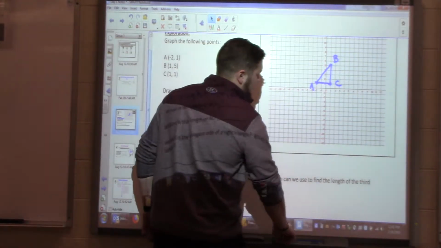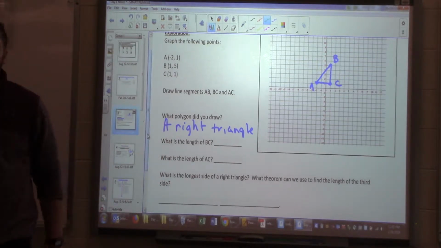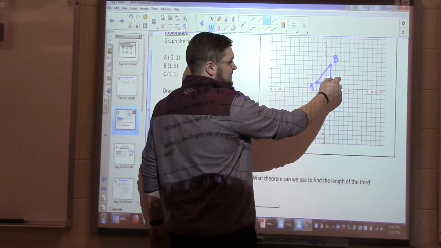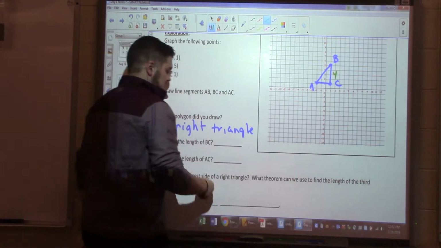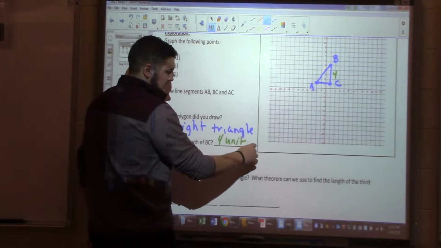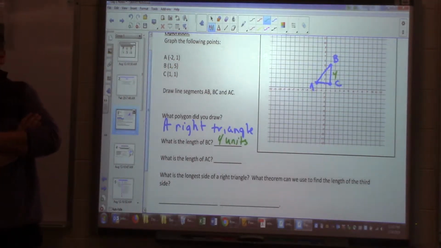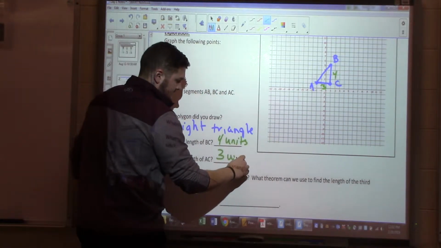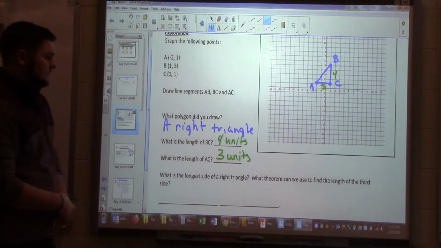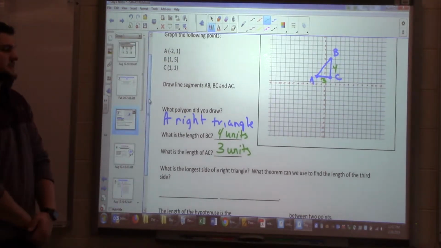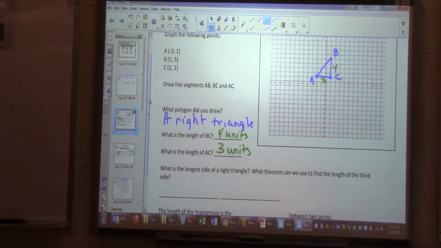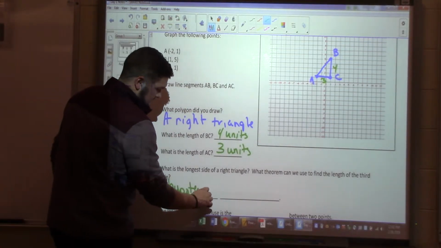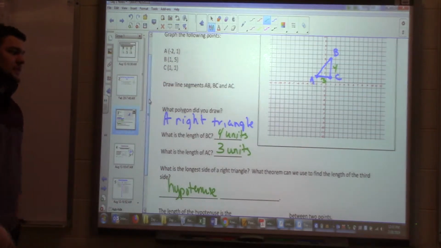Sweet. So if I look at my right triangle, what's the length of BC? Well, let's count from B to C. 1, 2, 3, 4. 4 units. The length of AC is 3, right? 1, 2, 3 units. Now, we have a couple more questions here. What's the longest side of a right triangle? Hypotenuse. Coincidentally, the one we don't know. Hypotenuse. What theorem can we use?